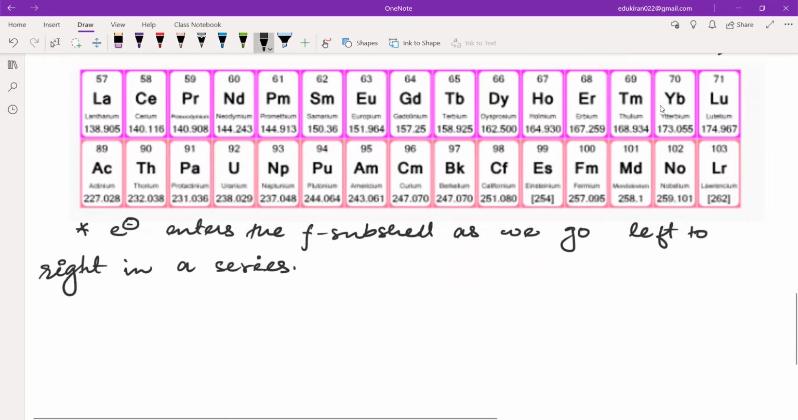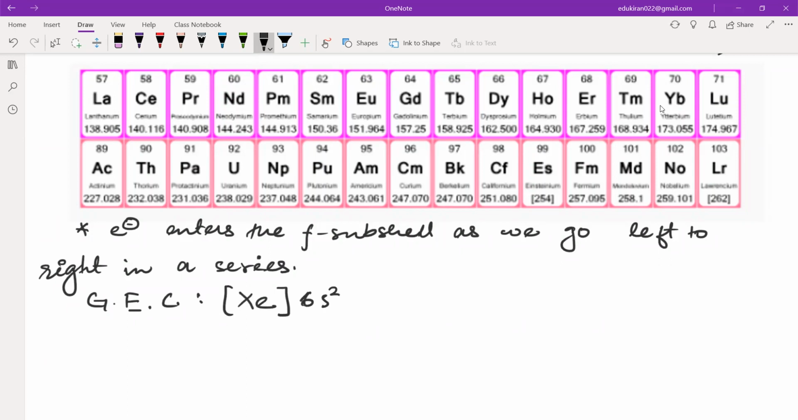Now, the general electronic configuration of lanthanides will be what? It will be Xe, because xenon is the noble gas, and after that we will have 6s2, 4fn. So n will be 0, then 1, 2, 3, and so on. It will go on increasing. So the electronic configuration is like this.